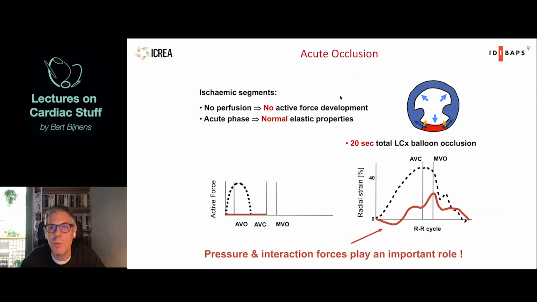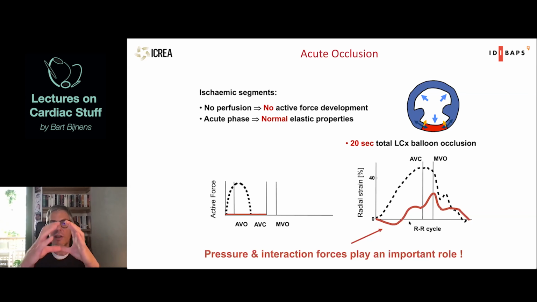So obviously, when we have an acute occlusion of the coronary artery, there's zero perfusion. That means that after a couple of heartbeats, there's really zero active force development. And also in the acute phase, there's obviously no change in the elasticity of the tissue. So the tissue is not changing. There is no fibrosis, of course, acutely. There's no edema acutely. So the only thing that happens is that the force development changes.